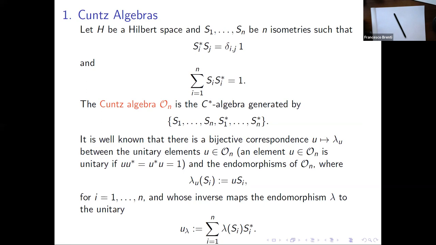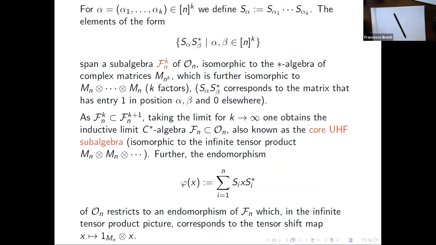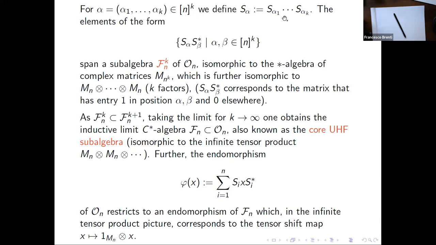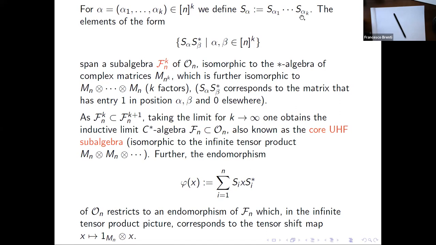So now here we have these monomials. For alpha1 through alphak, a sequence of numbers, each one from one up to n, I will just take this notation, S alpha. I will define, just for convenience, S alpha to be the monomial S alpha1, S alpha2, through S alphak, where alpha is some sequence of integers, each one from 1 up to n.